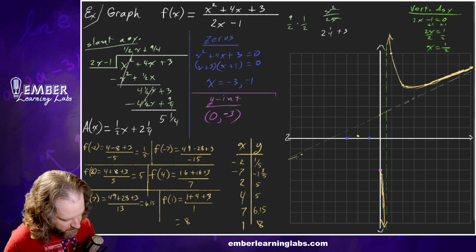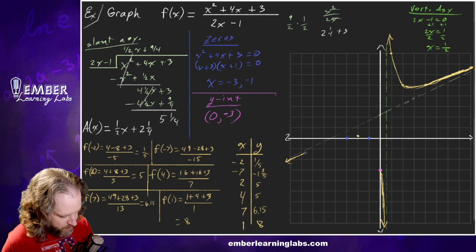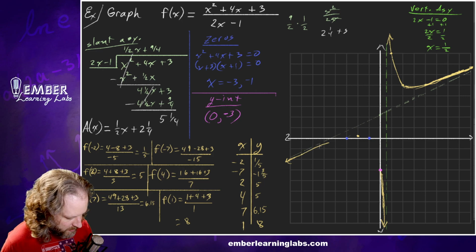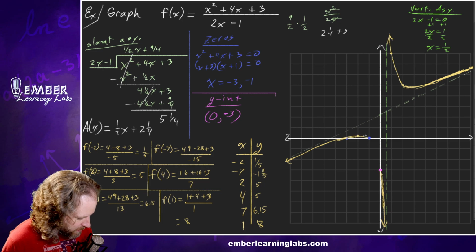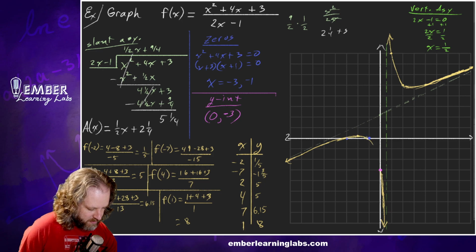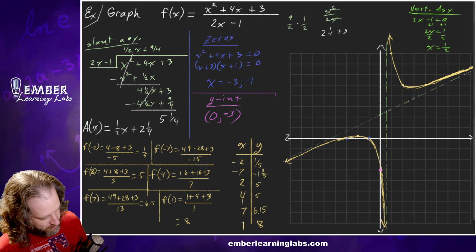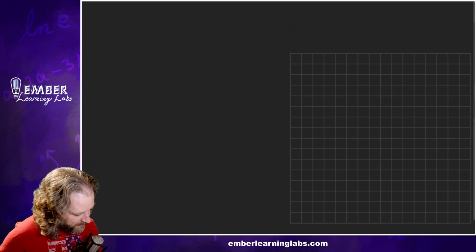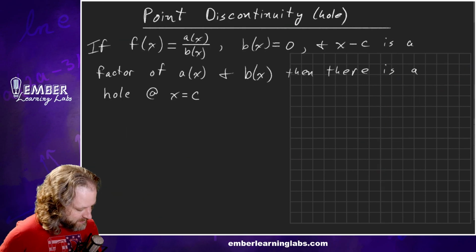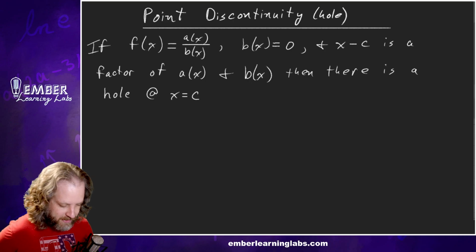And then this one does in fact do what it kind of looked like it probably did. It hugged this asymptote there, and then we've got a little shallow bit right there, and then we already determined that this was obviously what this part looked like. So there it is. Okay, one more thing, and that is a point discontinuity or a hole, right?